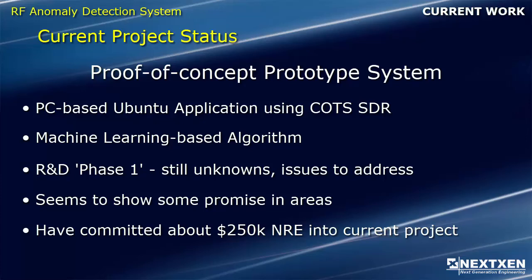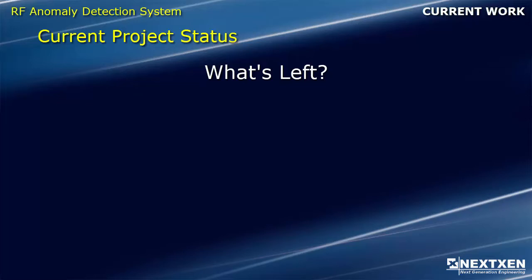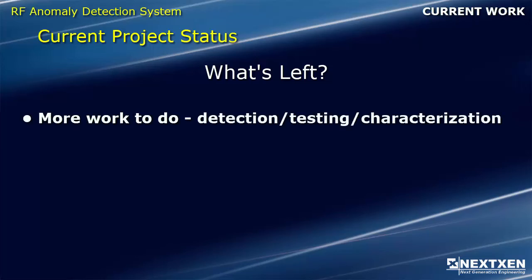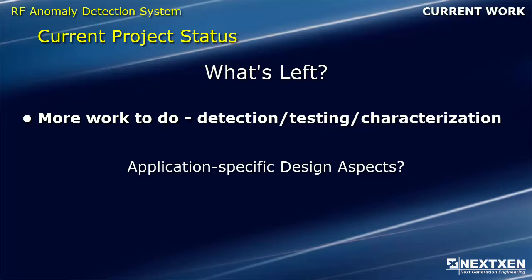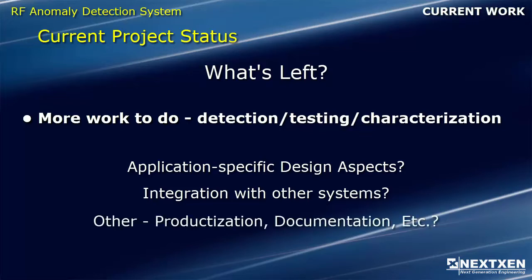To date, we have committed about $250K of NRE towards the R&D of the current system. A good question might be, what's left to do? Well, again, this is a phase 1 effort, so there is more work to do, namely in improving the system in areas of detection, more formal testing and characterization, and so forth. In addition, potentially there could be application-specific design aspects that might be considered and addressed, as well as possible integration with other systems, perhaps other SDR RF acquisition hardware, or even file-based types of RF input. Eventually, basic productization, documentation, and other types of things may need to be addressed as well.